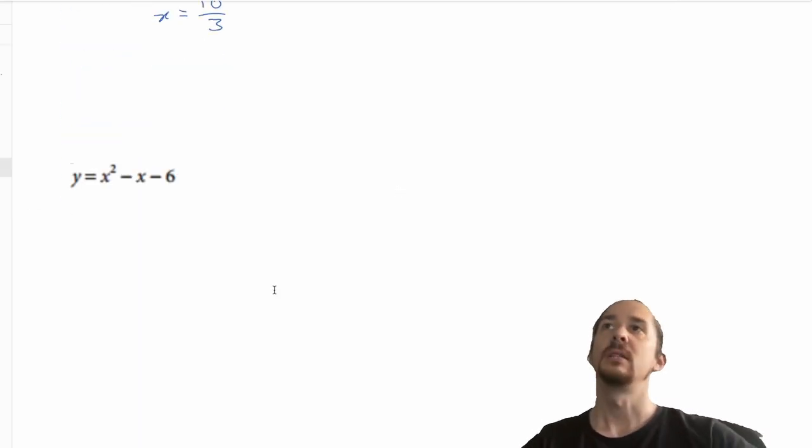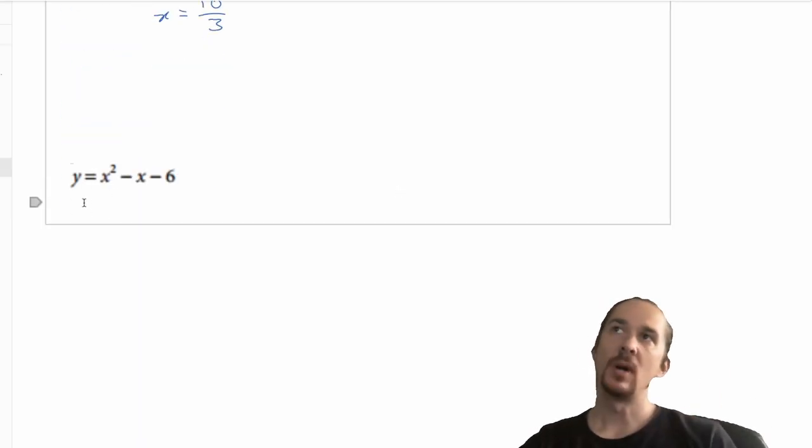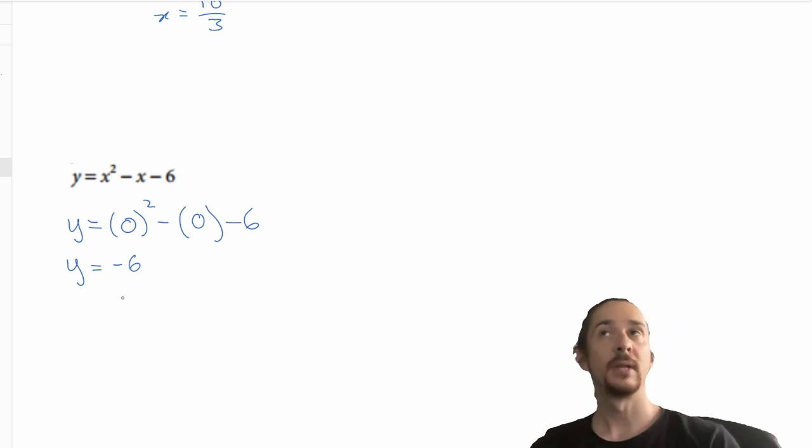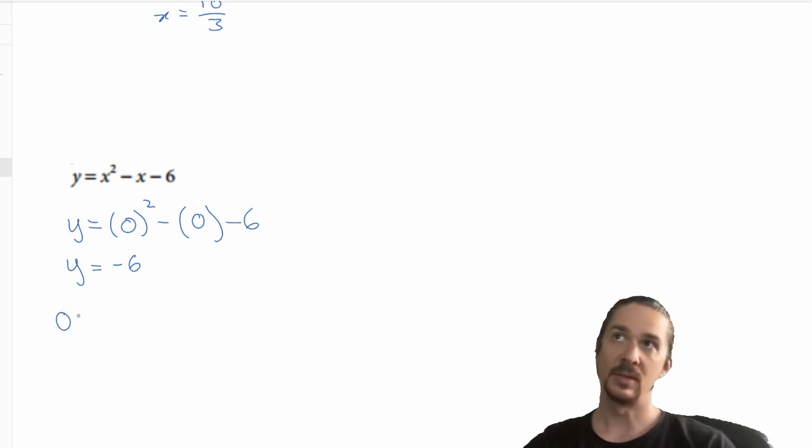Easy. All right, so for this one, if I want to know the y-intercept, I set x equal to 0. So y equals 0 squared minus 0 minus 6. In other words, y equals -6. And if I want to know the x-intercept, I set y equal to 0. So 0 equals x squared minus x minus 6. Now there's a bit more work involved here.